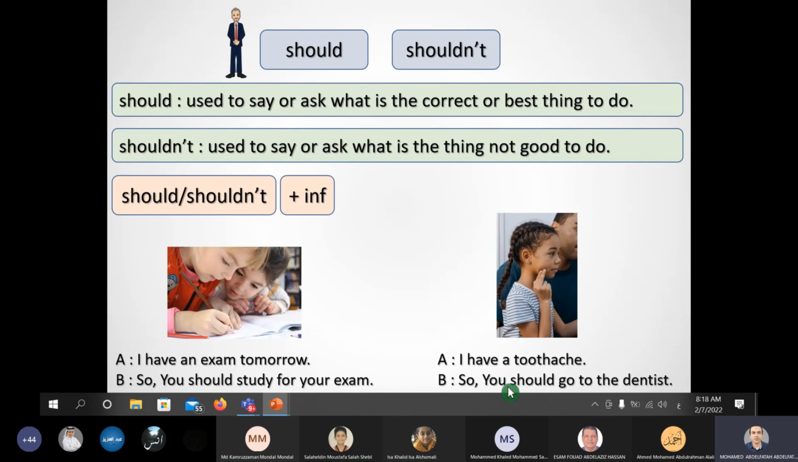I can say you shouldn't eat too much sweets. Okay? So, bravo, Adam. Okay, students, now we learn what is the meaning of should and shouldn't, and we learned that we use should and shouldn't for advice. For what? For advice.